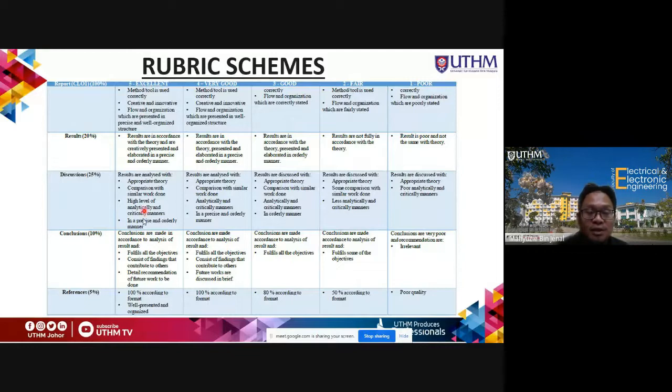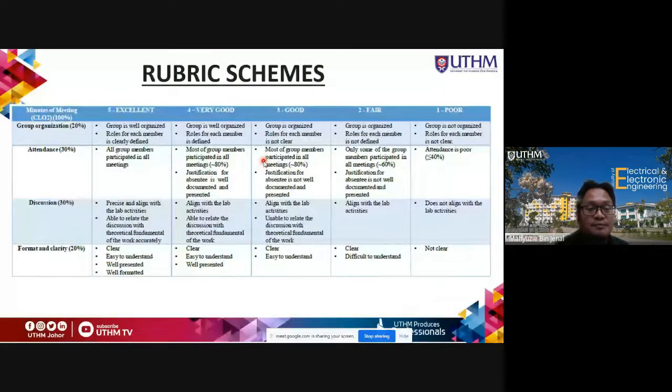All this on the left side of the table, okay. You can see this is for excellent. As you move to the right, you see this is very good, this is good, this is fair, poor, and so on. So it depends on you how to score a good mark. You may refer to the left side of the table. So how to get a good mark for results, for discussion, for communication, et cetera. Okay, this is for the report.